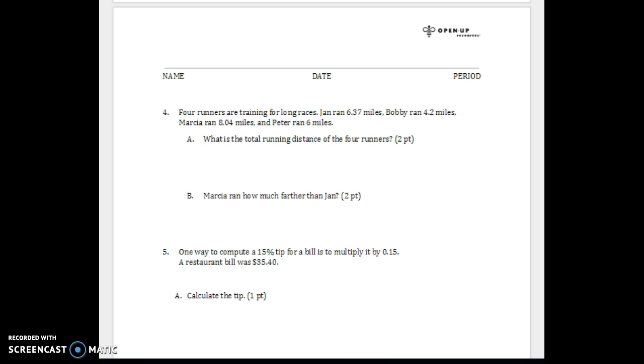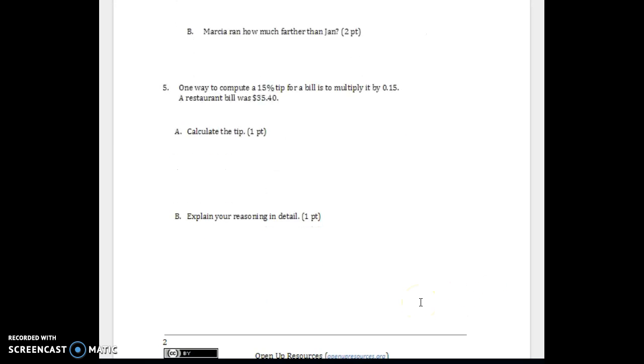Question 5. One way to compute a 15% tip for a bill is to multiply it by 0.15. A restaurant bill was $35.40. A. Calculate the tip. B. Explain your reasoning in detail.